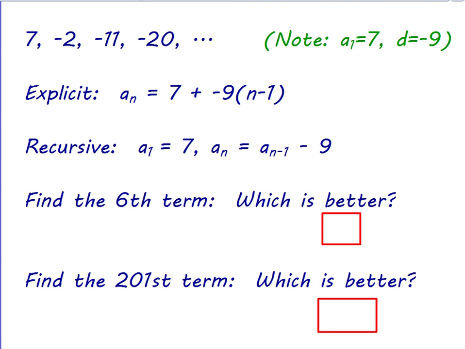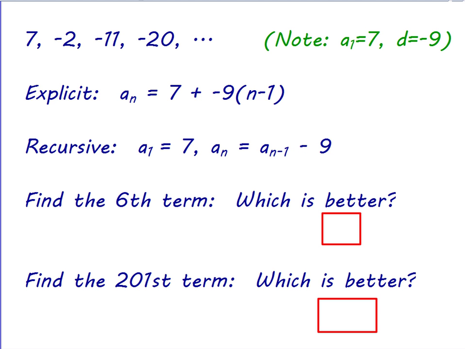So let's just take a quick look. For this particular sequence, 7, negative 2, negative 11, negative 20, and so on, we have an initial term of 7 and a common difference of negative 9. So our explicit formula would be a sub n equals 7 plus negative 9 times n minus 1. Our recursive formula says our initial term equals 7. So a sub 1 equals 7, comma, a sub n equals a sub n minus 1. To get any term, you take the term before and subtract 9, or add negative 9. I could write it either way.